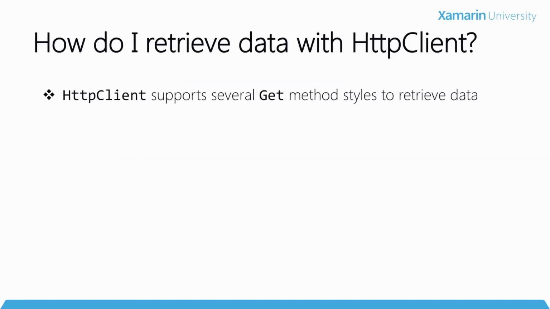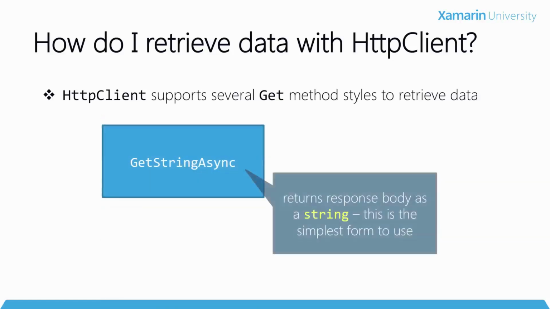Let's start with the most common operation, which is GET. Recall that we use the HTTP GET verb to retrieve data from a service. HTTP client has several ways to invoke this operation. Each of them take the URL as input. First, we can use the GetStringAsync method, which returns the method body as a string. We saw this form on the previous slide when we invoked the iTunes service. This is the simplest API, and it's the most common one you'll likely use.